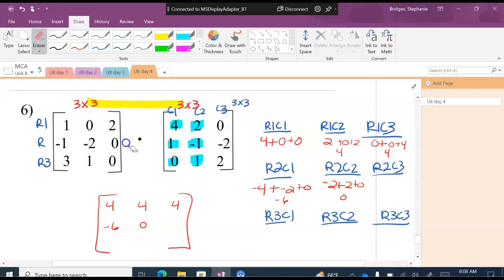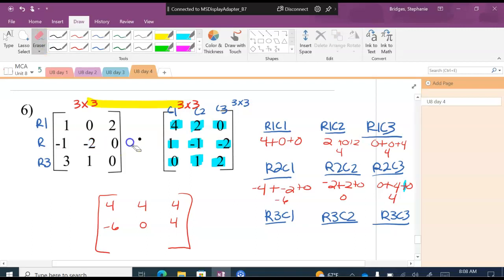And then we're going to go row 2, column 3. That's 0. Negative 2 times negative 2 is a positive 4. 0 times 2 is 0. So I get another 4 as an element. So the second row should be negative 6, 0, and 4. Everybody okay with that one?